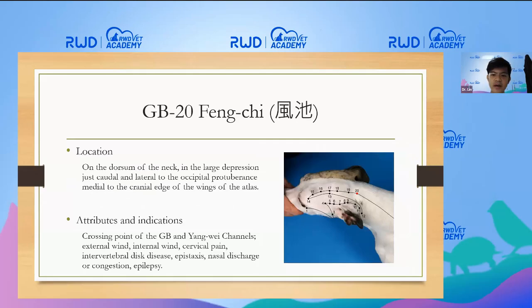Then I will introduce some acupoints that I often use in vestibular syndrome. The first one is GB20, Fengchi. It is on the dorsal neck, in the large depression just caudal and lateral to the occipital protuberance, medial to the cranial edge of the wings of the atlas. Attributes and indications are: crossing point of the GB and Yang Wei meridians, external wind, internal wind, cervical pain, intervertebral disc disease, epistaxis, nasal discharge or congestion, epilepsy.